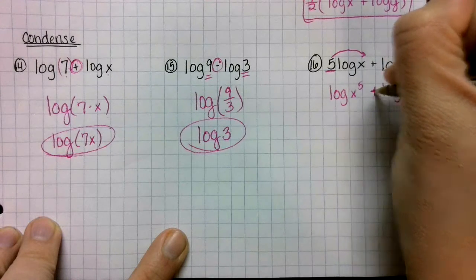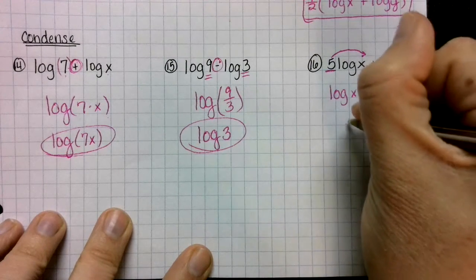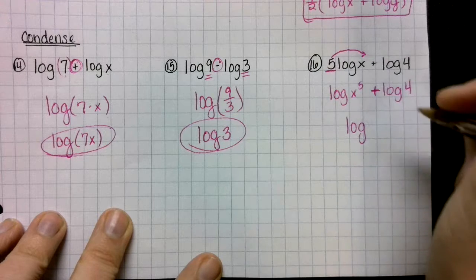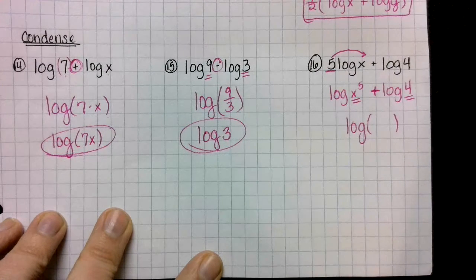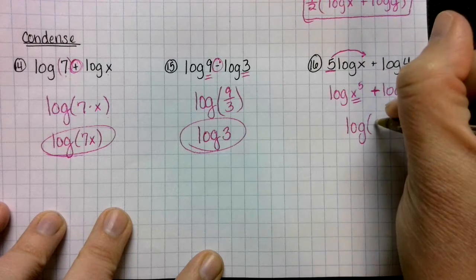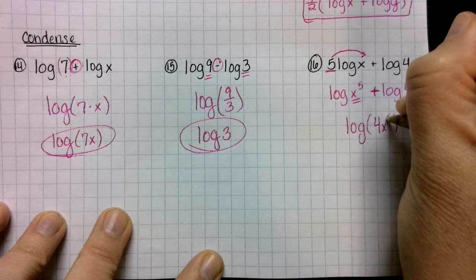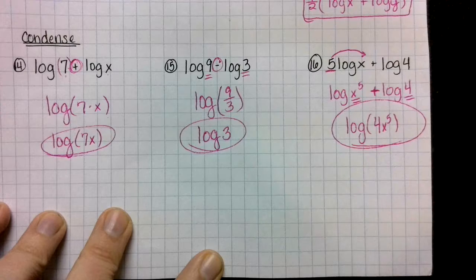Now I can deal with the fact that we are adding. So now I condense this down to one log, and these two things have to get multiplied together. So x to the 5th times 4, the best way to write that is 4x to the 5th. So there's going to be my condensed version.